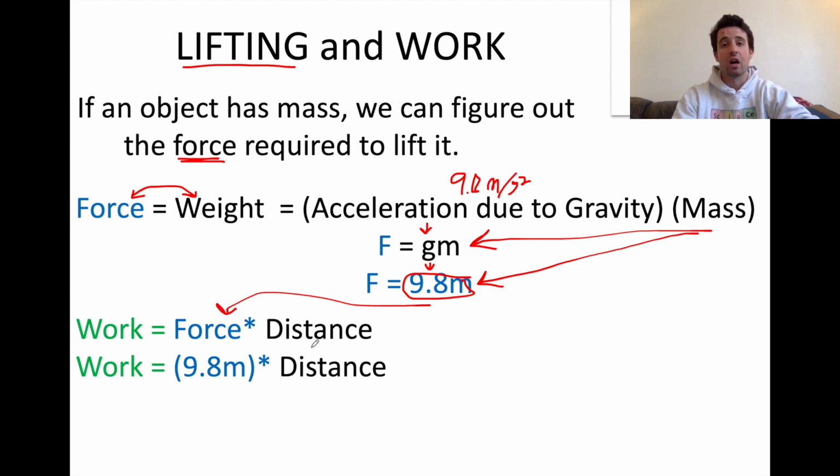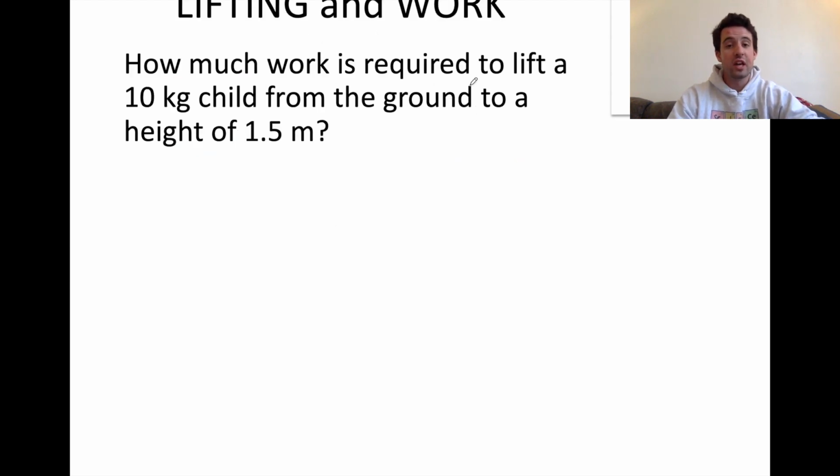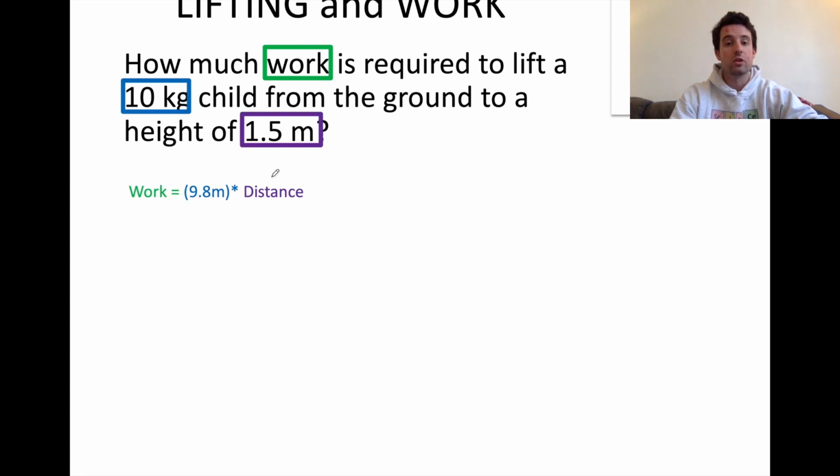Great, so let's use that on a problem. This question is, how much work is required to lift a 10-kilogram child from the ground to a height of 1.5 meters? So here you'll notice that I set it up with work equals 9.8 times mass times distance. So in this case, what we're going to do is we're going to plug in that mass of 10 and plug in that distance of 1.5. And when we do that, we get 147 joules for our answer there.